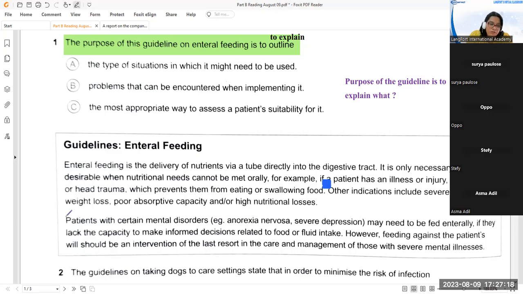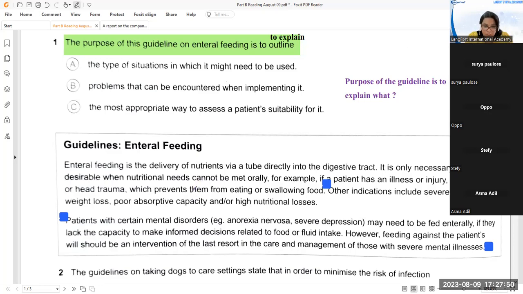Okay. All right. So Surya, can you read the whole paragraph, the whole thing? Yes, ma'am. Patients with certain mental disorders, for example anorexia nervosa, severe depression, may need to be fed enterally if they lack the capacity to make informed decisions related to food or fluid intake. However, feeding against the patient's will should be an intervention of the last resort in the care and management of those with severe mental illnesses.